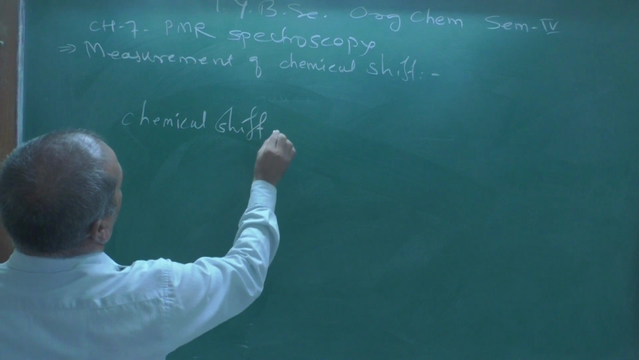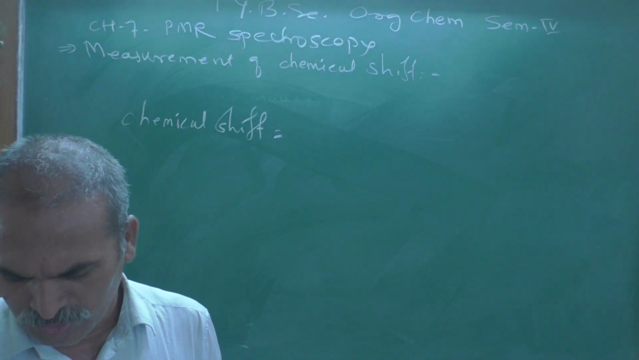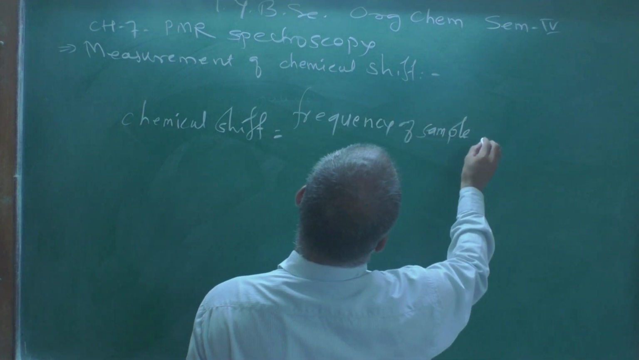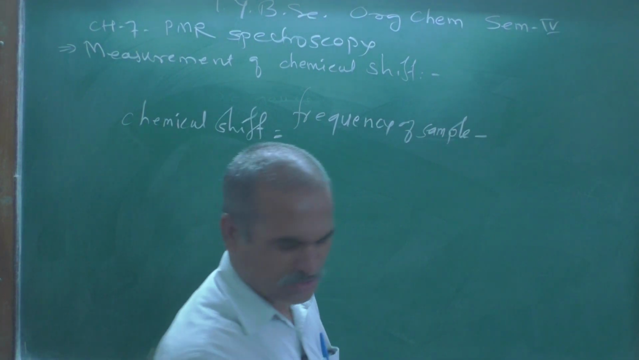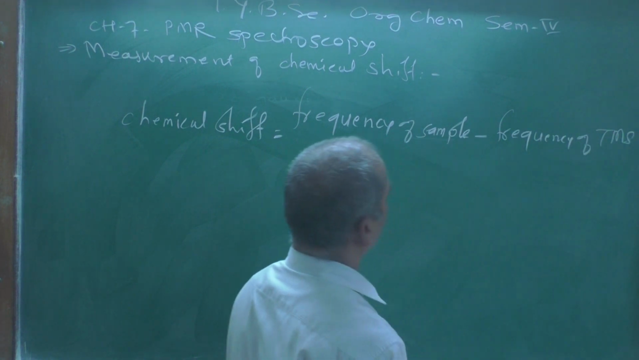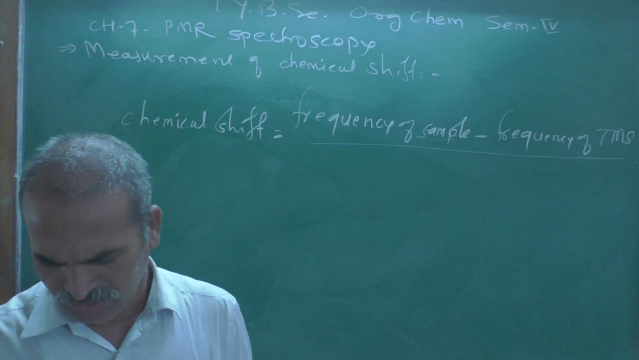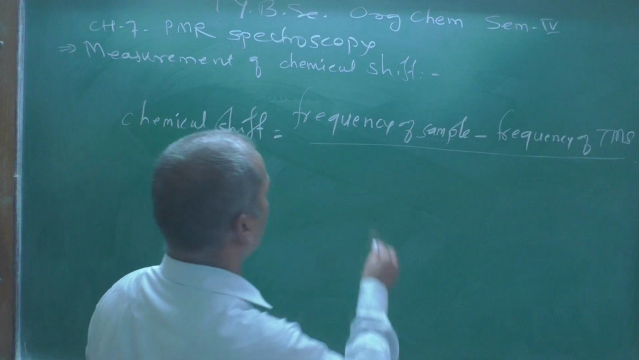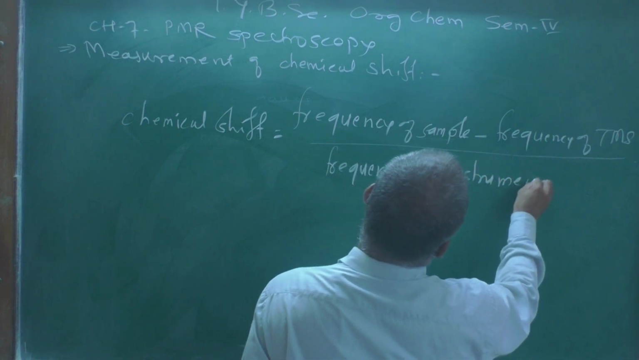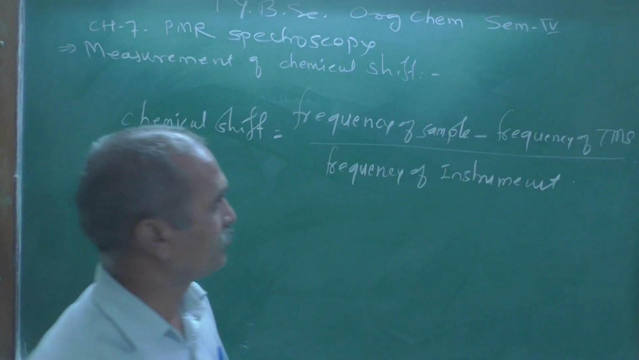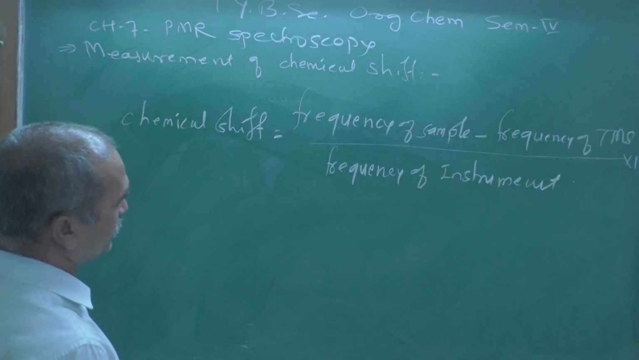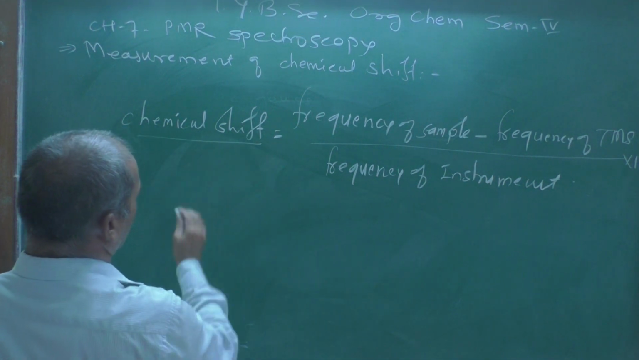Chemical shift is equal to frequency of sample minus frequency of TMS, tetramethylsilane, divided by frequency of instrument, into 10 raised to 6.